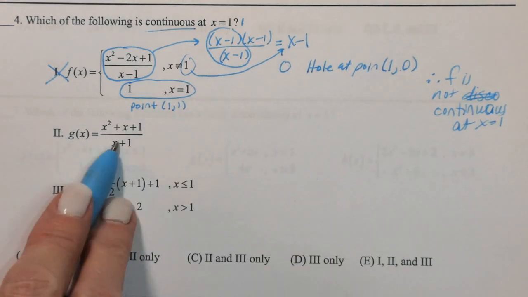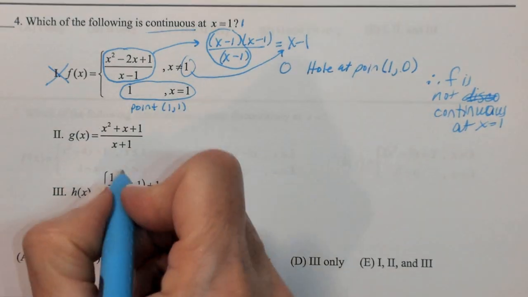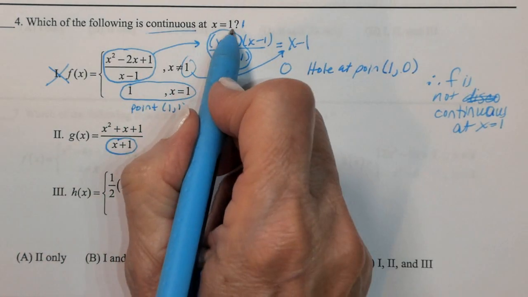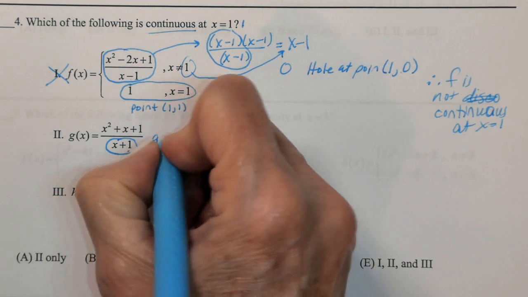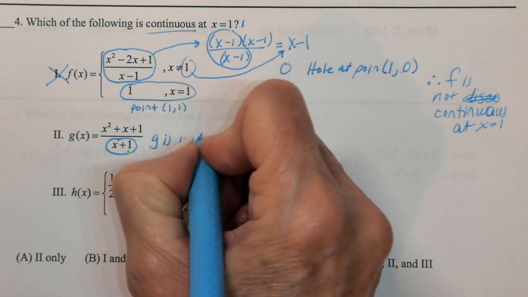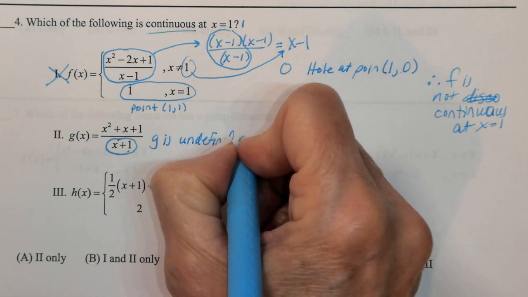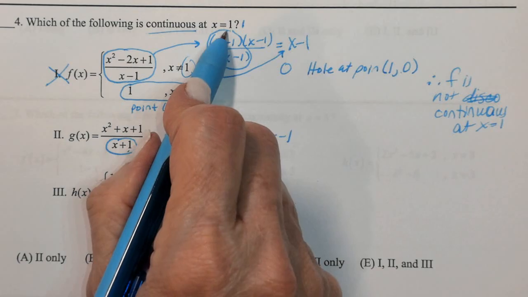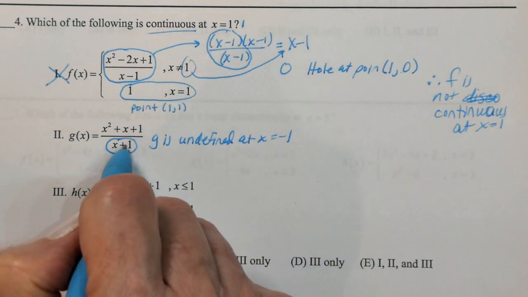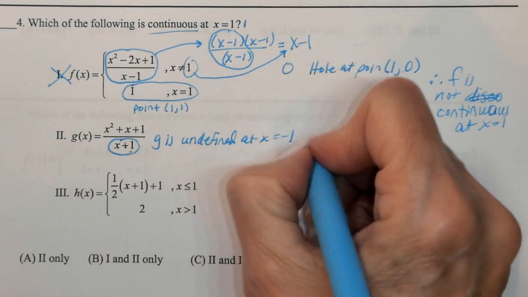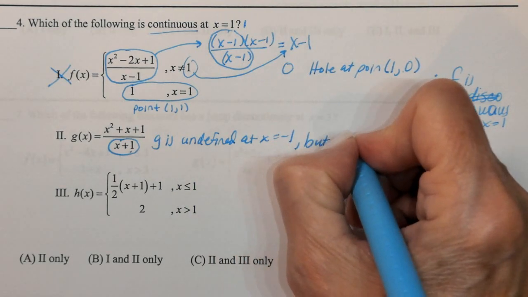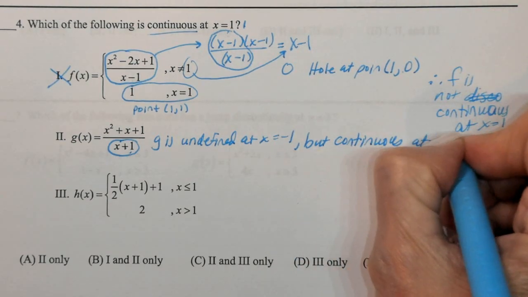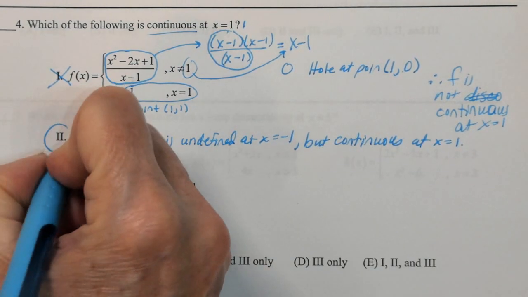This one. I know the denominator is undefined when x is -1. G is undefined at x equals -1. But what about at x equals 1? At x equals 1, is anything funny happening? No. So it is continuous at x equals 1. So this one is continuous at x equals 1.